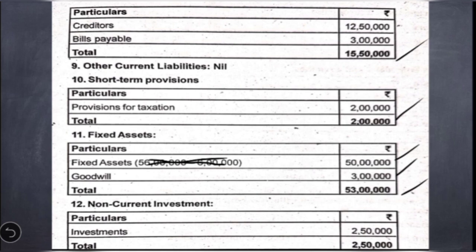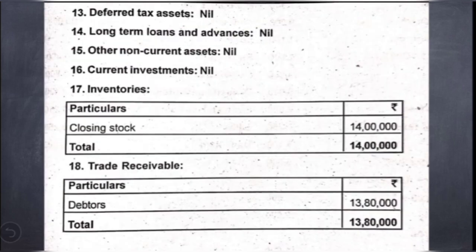Non-current investments amounting to investments. The next one, note number 13, that is deferred tax assets nil, long-term loans and advances nil, other current assets nil, then other non-current assets nil, then current investments nil. Note number 17 is inventories, where we are going to include closing stock amounting to 14 lakh. Then note number 18 is trade receivables amounting to 13 lakh 80,000.